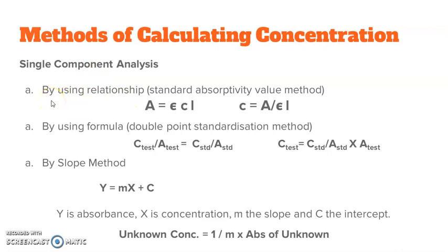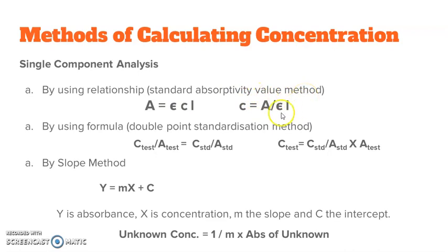The first one is the standard absorptivity value method, where we use the relationship A = εCL, by virtue of Beer-Lambert's law. We rearrange this equation to calculate the concentration, which is equal to absorbance divided by εL. Whenever we apply this method to calculate the concentration of the unknown sample, we call it the standard absorptivity value method.